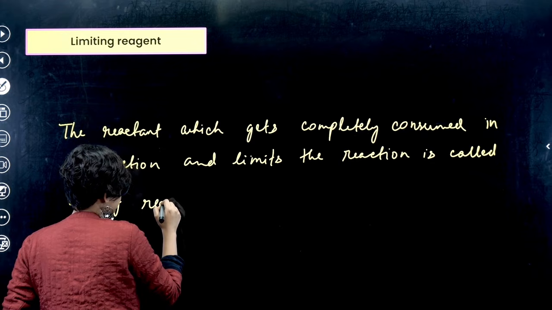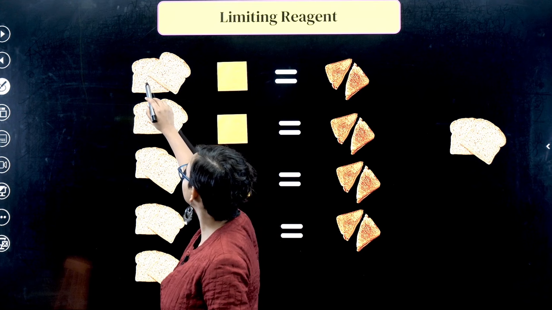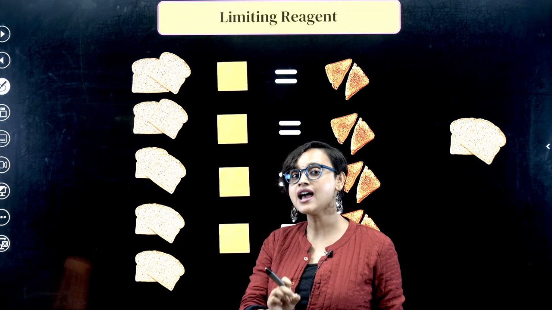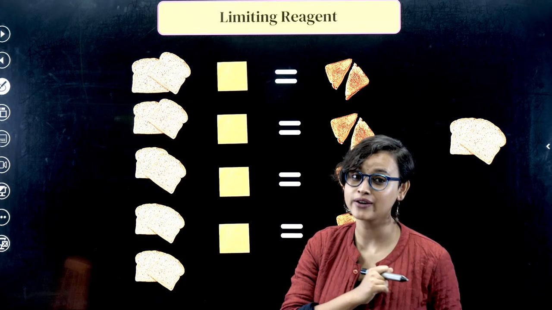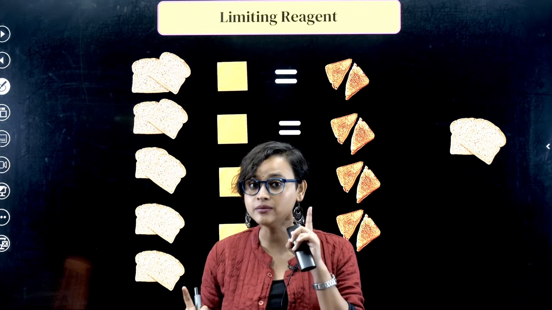Okay, we will solve questions also, but let me give you an example. Let's see that we have 10 slices of bread, and we have 4 slices of cheese. I have asked you to make grilled cheese sandwich. Now for every sandwich, what do you need? You need one cheese slice and two bread slices, right? Yes, you need one cheese slice and two bread slices.